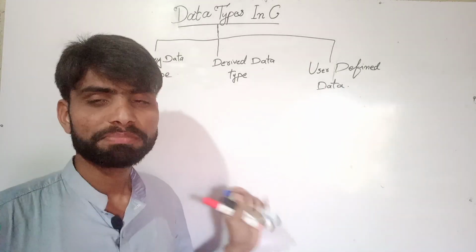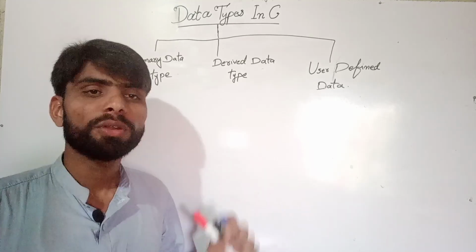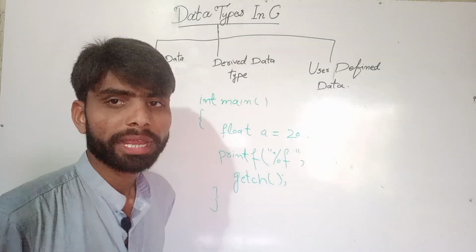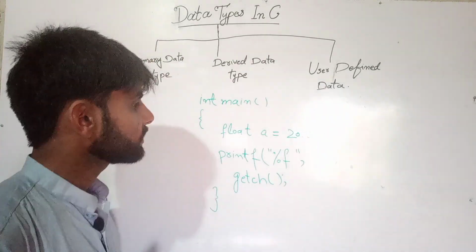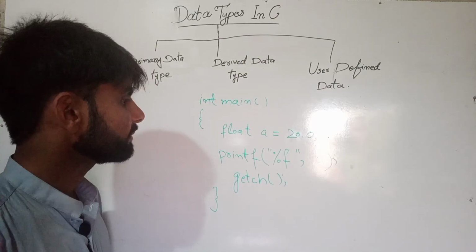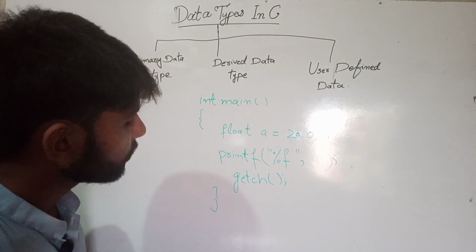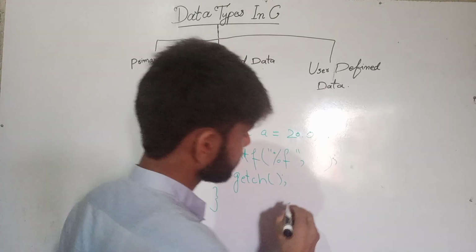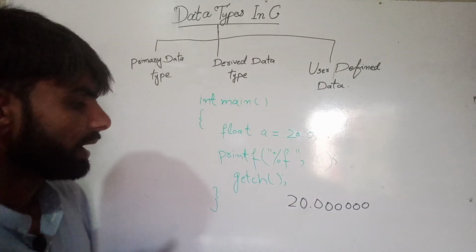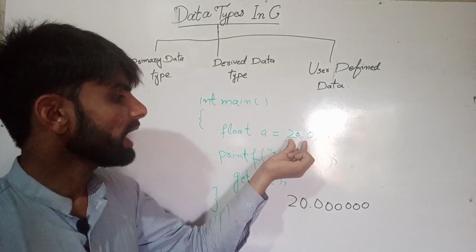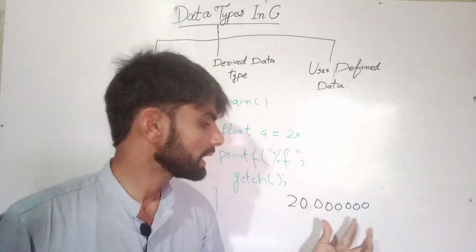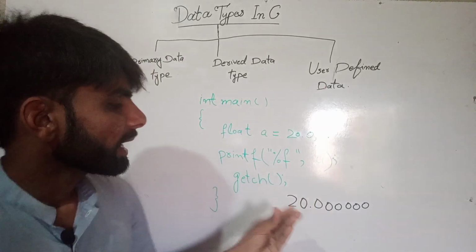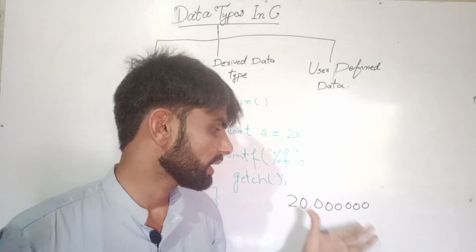So now I'll write a simple program to understand the float data type, how we write float data types. The output will be as shown, right? We have written only one zero, but these are 6 zeros. That means the float data type has 6 digits of precision, right?